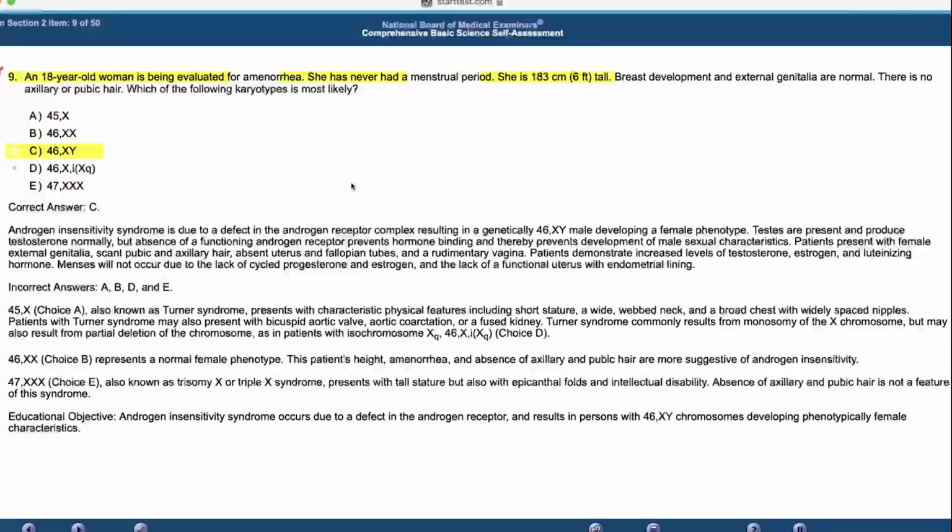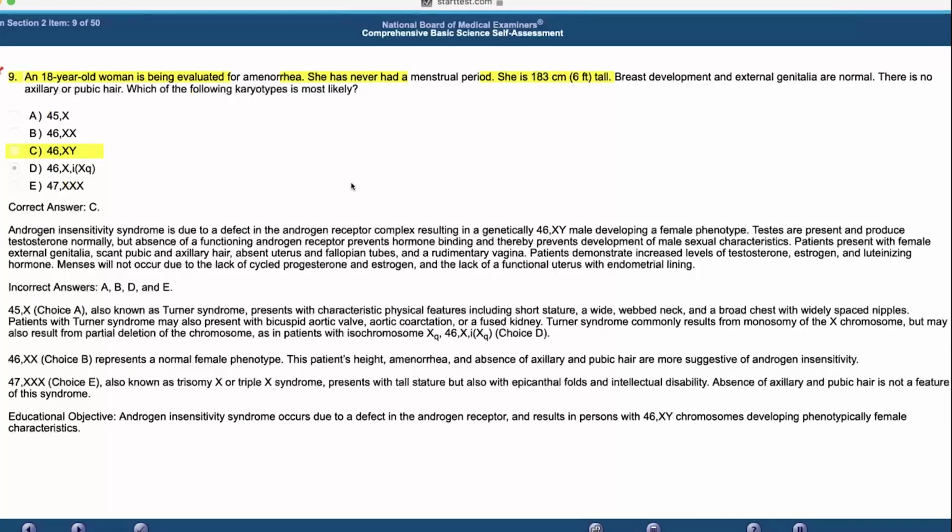They're usually tall, usually skinny, and they don't have any hair. Their breasts are usually big because the testosterone converts to estrogen. You can't use the testosterone, so you overproduce it, and then it converts to estrogen, which causes breast development. So pretty much everything you'd want in a model: super tall, big breasts, skinny, no hair anywhere. That's how you remember androgen insensitivity.